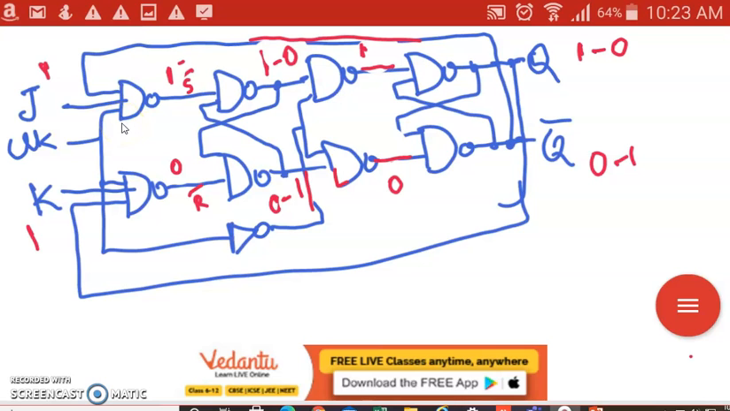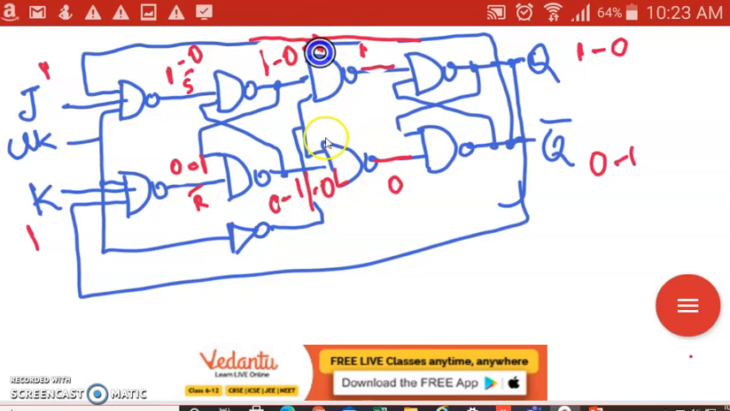Now this is 0. So here it is 0. 0, 1, 1. Here it is 0. If any one is 0, then it is 1. Correct? So the output across this first NAND gates are 0 and 1. When this is 0 and 1, the flip-flop works like set. So my output is 1 here and 0 here. So it is set now.